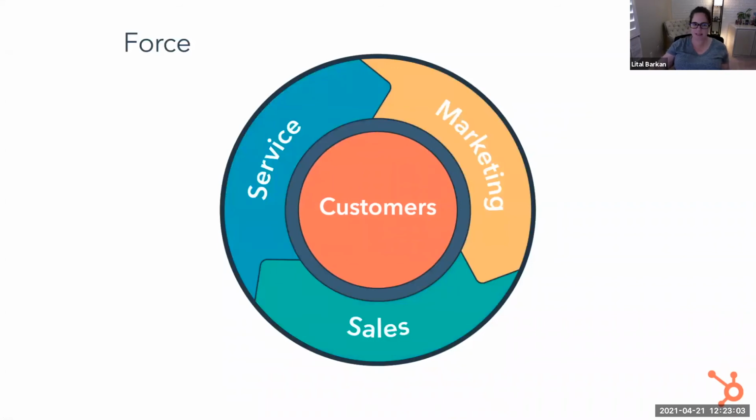So who can give us an example of force in your own flywheel? What do you do to make your flywheel spin faster, to get more customers, happier customers? What do you do? Go ahead and put that in the chat.